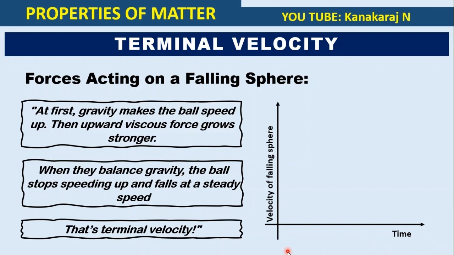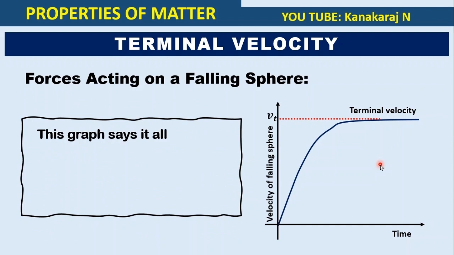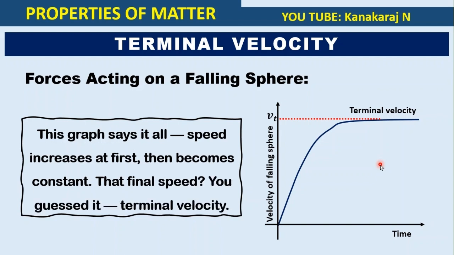Let us take time on the x-axis and velocity of the falling sphere on the y-axis. When we draw a graph, we find the graph steadily increases in the beginning and becomes flat to the time axis. That flat portion is called terminal velocity, Vt. This graph says it all. Speed increases at first, then becomes constant. That's final speed. You guessed it correctly. It's terminal velocity.